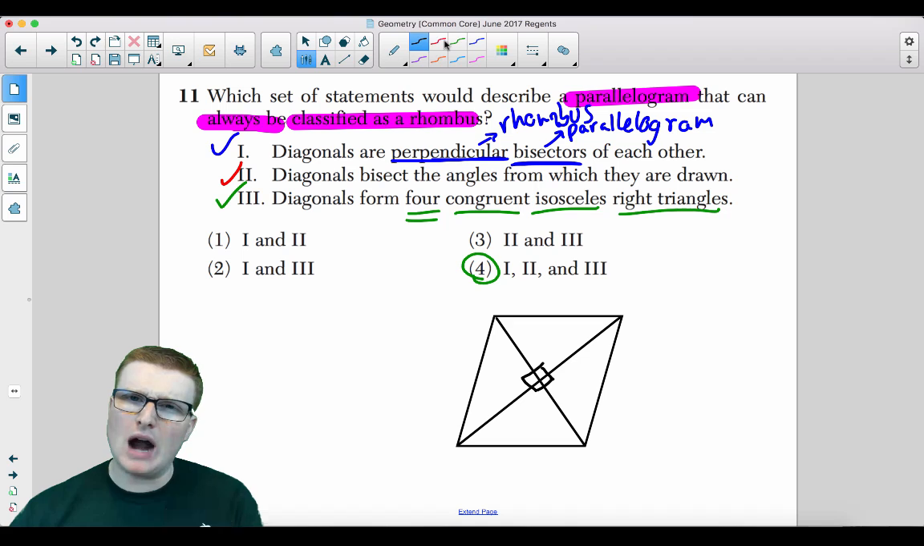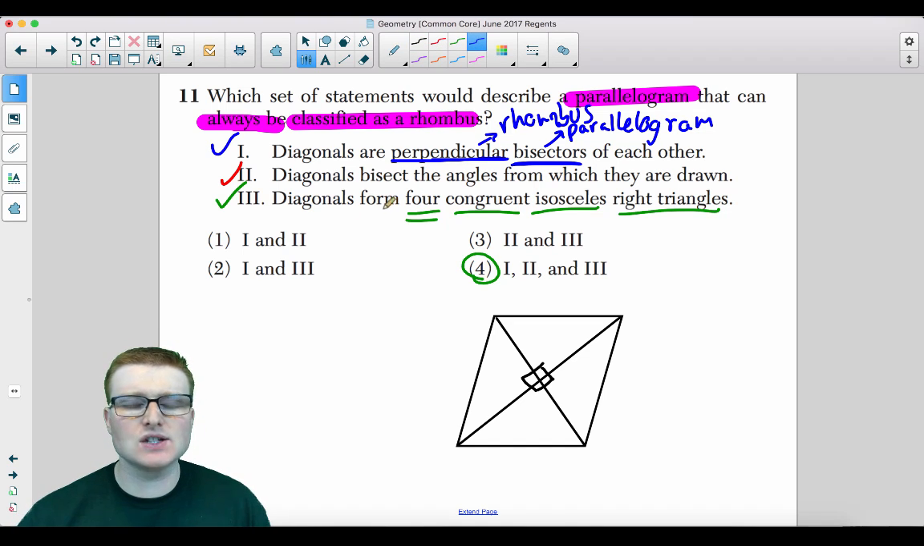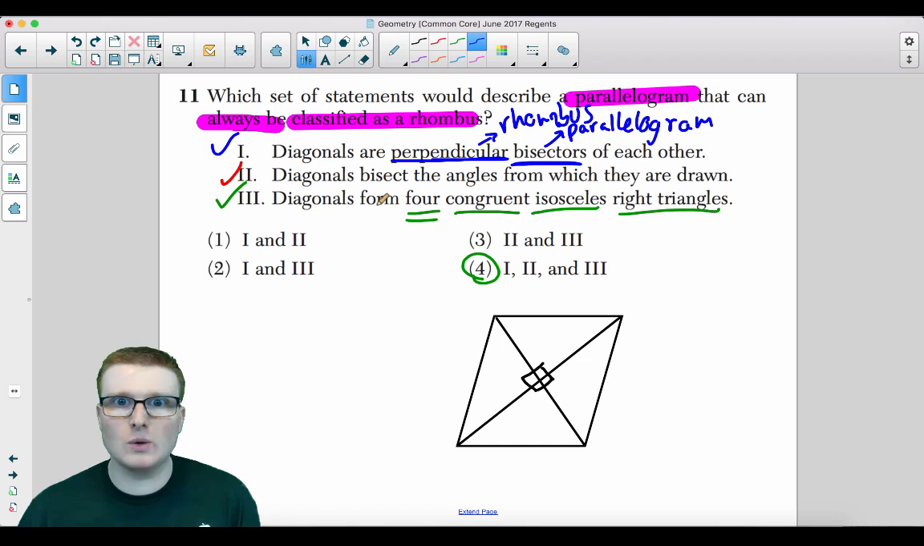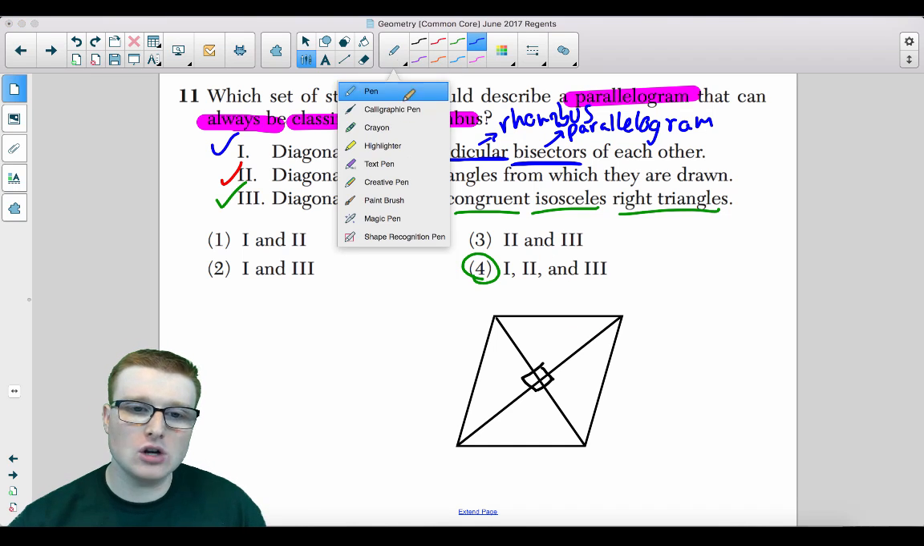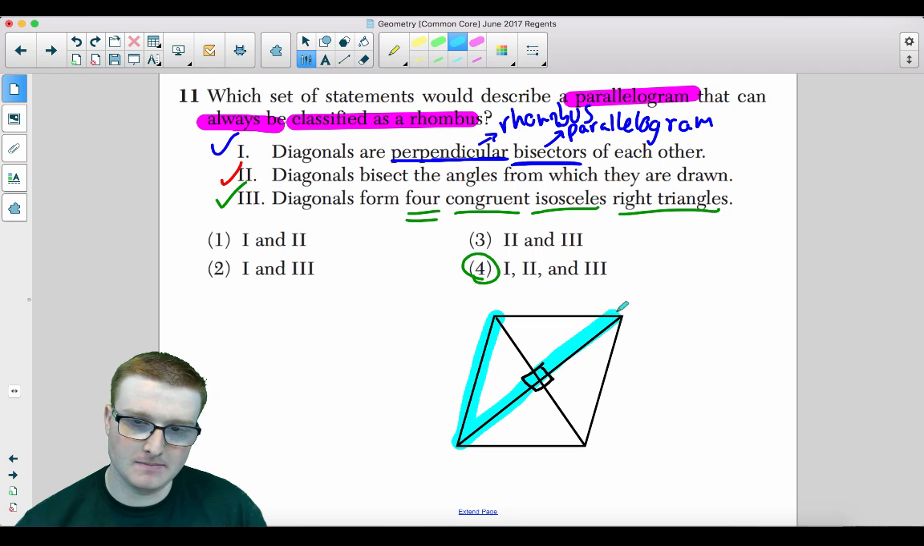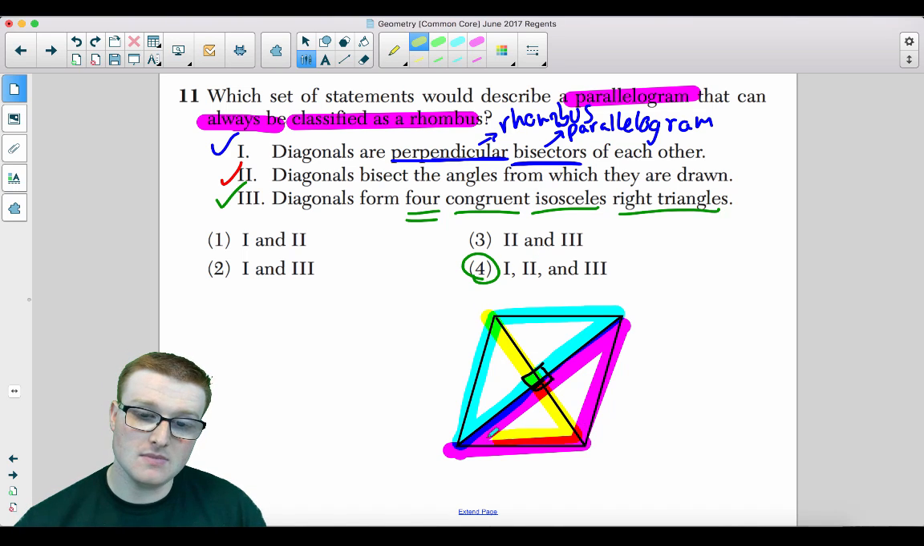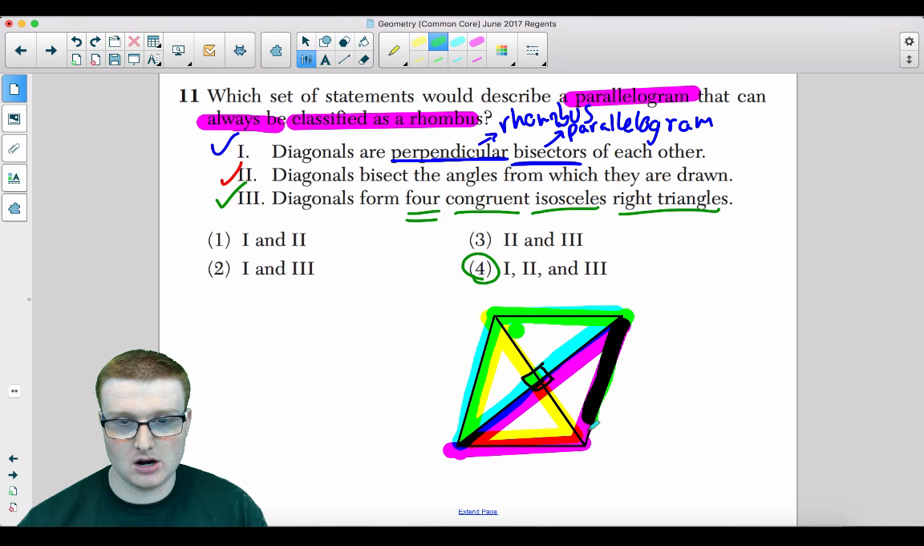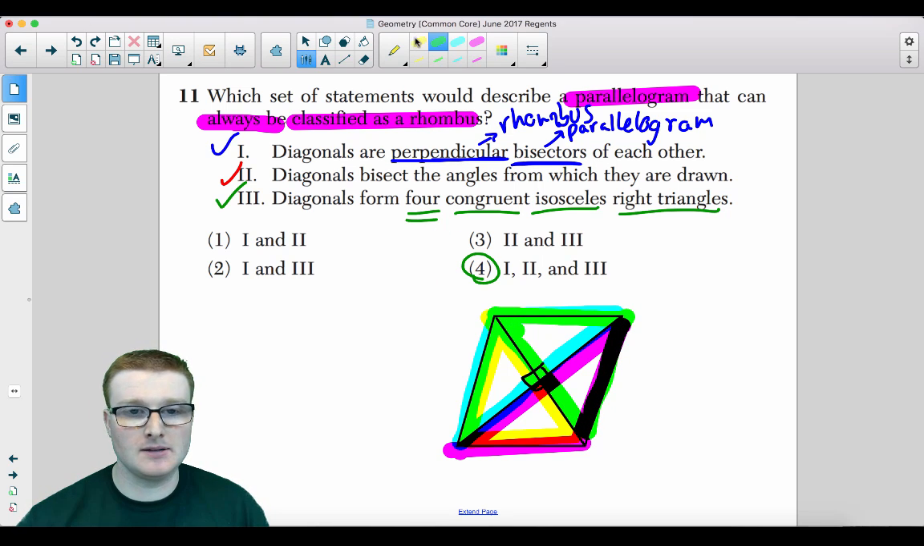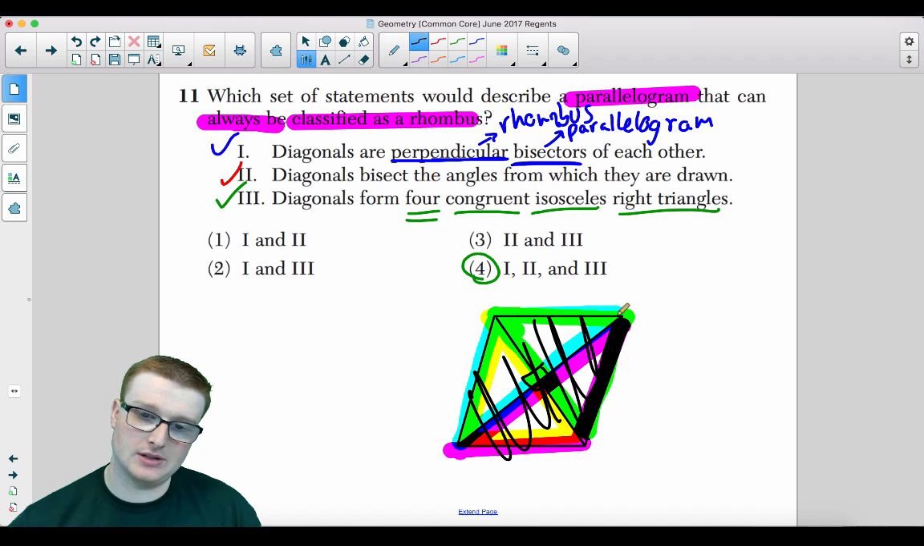Perfect. The problem that I had with this is it should have said diagonals form 2 pairs of 2 congruent isosceles right triangles. Because if you look more closely, this triangle is congruent to this triangle. Sorry, I should take that back. It shouldn't say right triangles, in my opinion. It should have just left it as 2 pairs of 2 congruent isosceles triangles. So these 2 triangles are congruent, and then these triangles are congruent. I know that's a lot of drawing, but basically, this triangle is congruent to this triangle right there, and then this triangle is congruent to this triangle there.